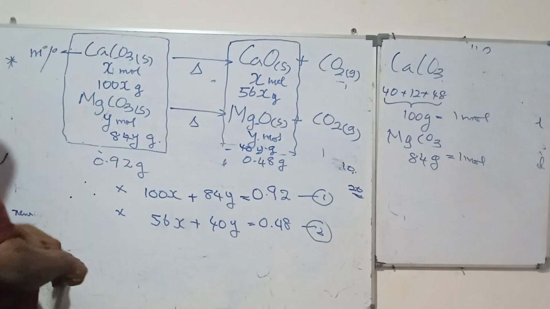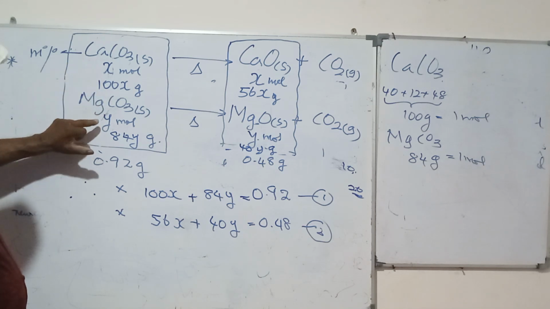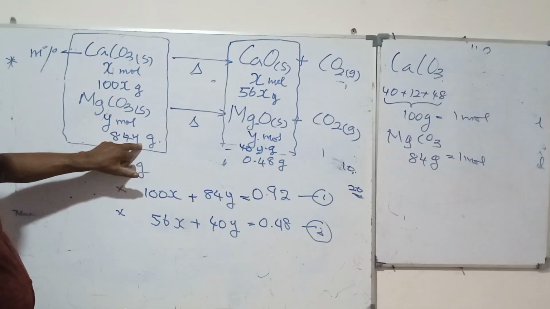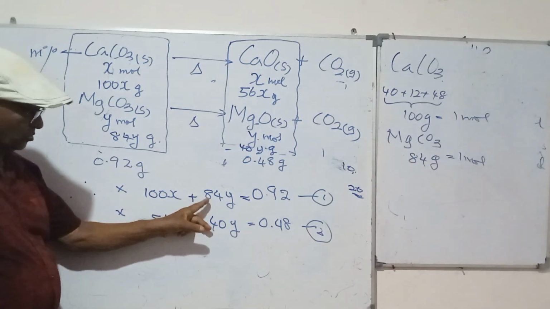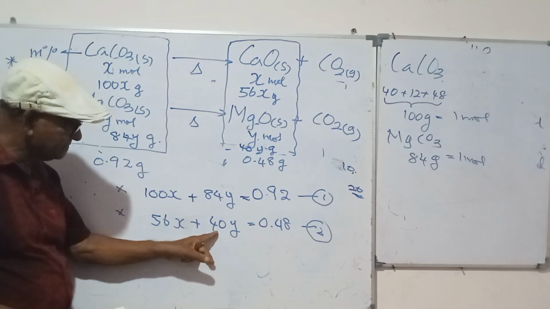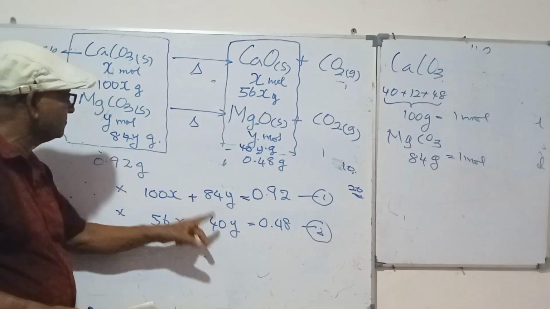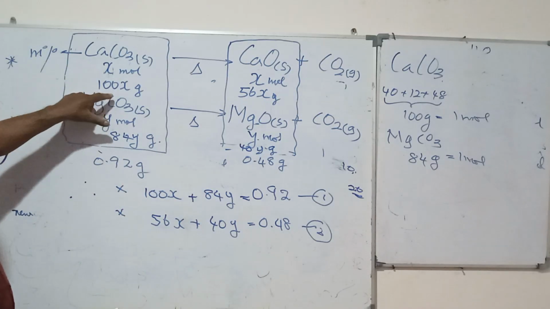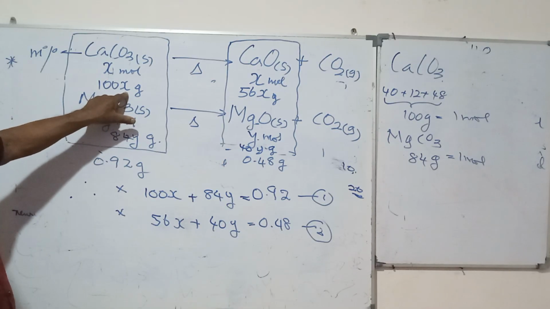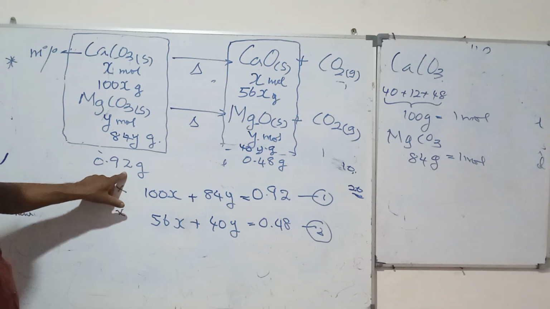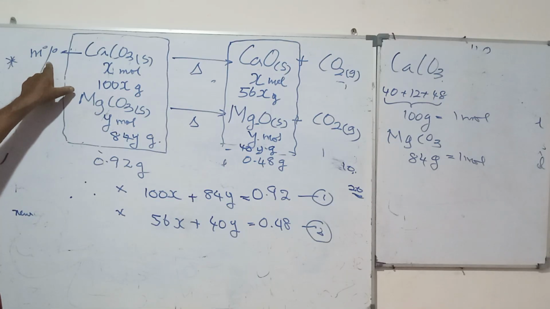Then they asked for the mass percentage of calcium carbonate only. So Y is not required to calculate. You have to calculate X only. Then go through this problem to remove Y. Using the mathematical relations, remove Y and find out X. Then X is the number of moles of calcium carbonate and 100X gives the grams. Total mass 0.92. Then if we know the mass of calcium carbonate, you can give the answer.